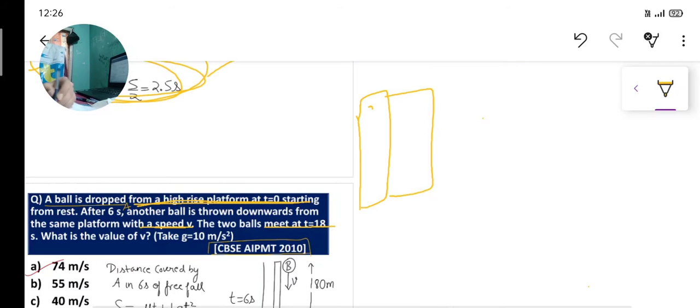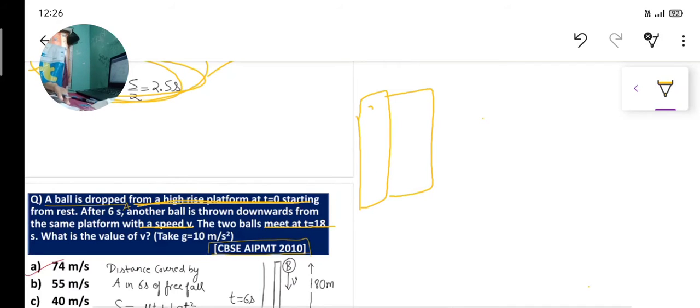Now we have to find the relative velocity of b with respect to a. Let a be stopped. If a is stopped, what will be the velocity of b with respect to a? The velocity of b is v, and the velocity of a after 6 seconds is minus 60. Now s equal to ut plus half at square.